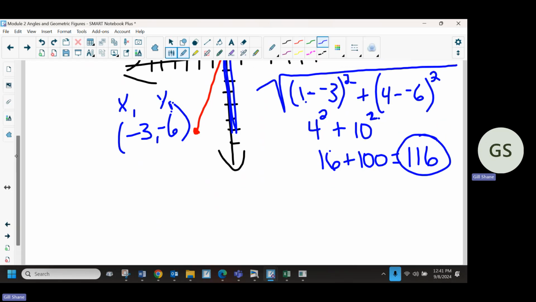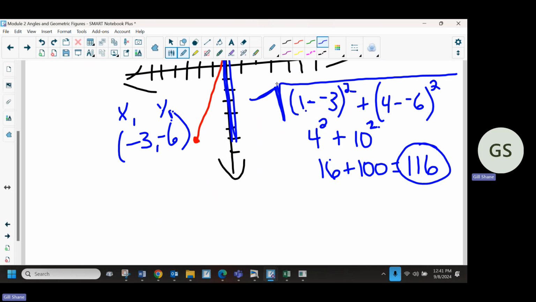So remember when we talked about it at the beginning, that whole weird symbol thing is square root. You need to take the square root of 116, which is just a function on your calculator. You wouldn't guess at that. I don't have a calculator, so I am going to guess at it. It's probably going to be like 10.8, maybe somewhere around there.